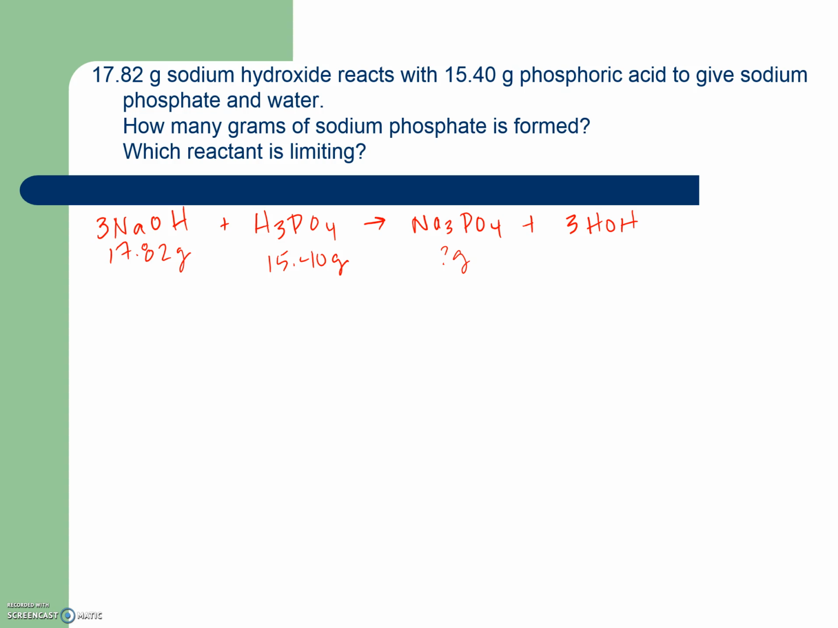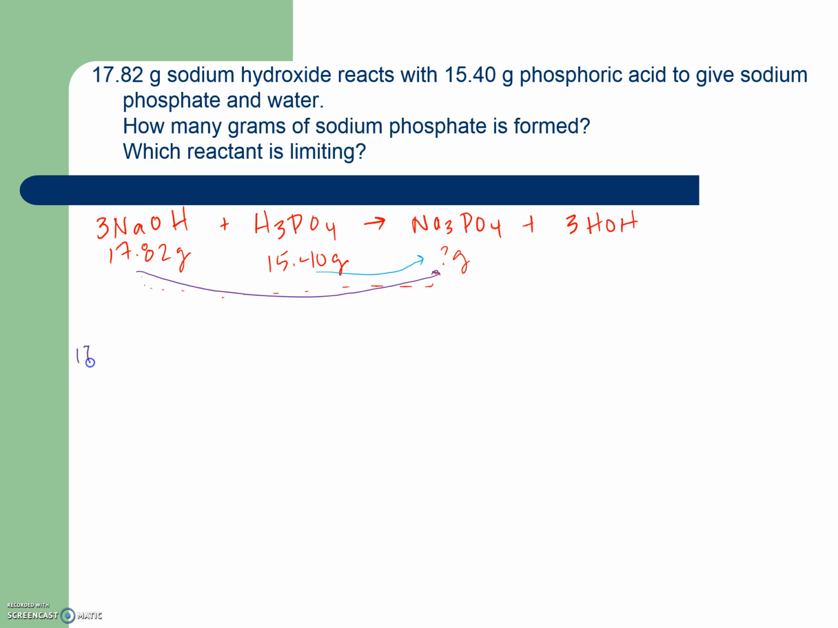The only way we can do that, and it's not any harder than what we've done, is I need to do stoichiometry from there to there, and then I also need to do stoichiometry from there to there. So I need to do one problem using sodium hydroxide, and I need to do one problem using phosphoric acid. So let's get a different color here. Let's start with the sodium hydroxide, I'll make that the purple.